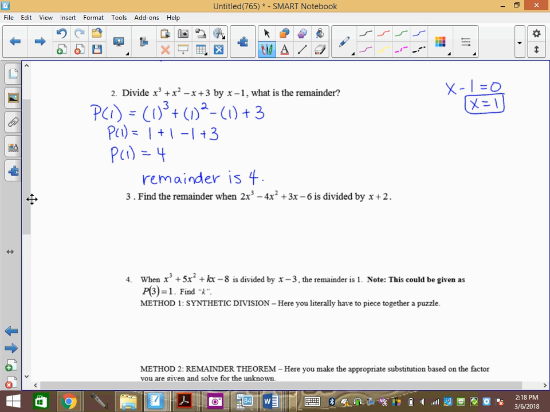So if ever I ask you for the remainder, this is the fastest way. If I ask you to factor it, though, you actually have to do a different method, right? But if I just ask for the remainder, you plug it in, give me an answer. Now, what's my coordinate? 1, 4. So is 1 an x-intercept? No, it would have to be 1 what? 0. So this is not an x-intercept.